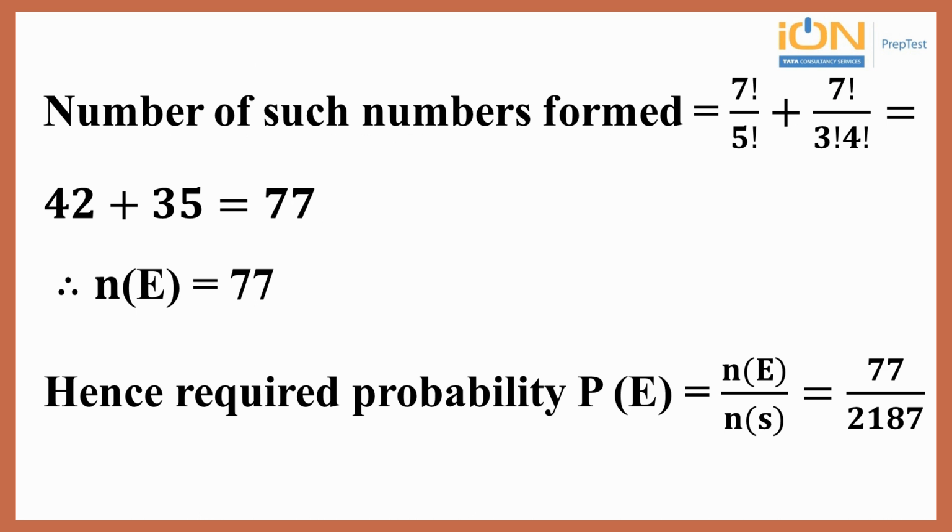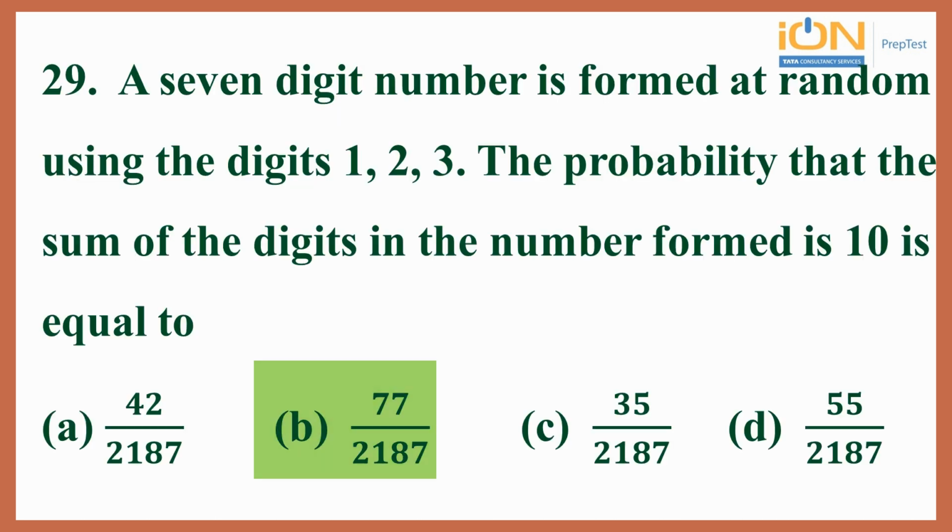In the first case, the number of 7-digit numbers that can be formed is 7 factorial by 5 factorial. I divide by 5 factorial because there are 5 1s repeated. And in the second case, we have 3 numbers of one kind, 4 numbers of other kind. Therefore, the total possible numbers are 7 factorial by 3 factorial into 4 factorial. And therefore, the total turns out to be 77. That is 42 plus 35. That is 77. So N of E is 77. And the required probability is therefore N of E by N of S, and that is 77 by 2187, and the right option is B.